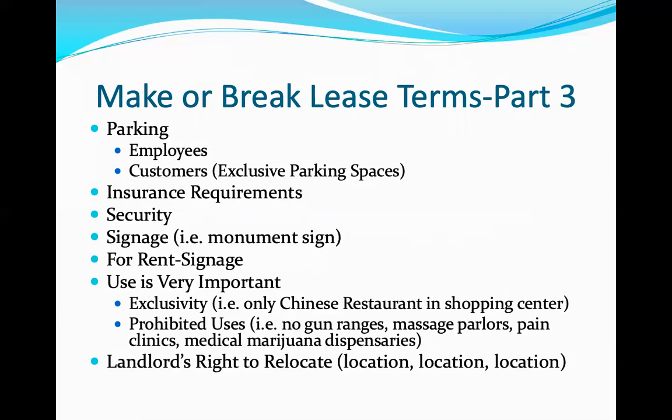The other issue, especially if you're dealing in office or retail, is you want to also have exclusive customer parking in the parking garage or in front of the building or near your store or your office. So those are something that's also give and take, and landlords don't give it unless you ask for it, and sometimes you have to pay extra for it. The other issue is what are the insurance requirements that the landlord may have? And you just have to make sure that you can meet those requirements.